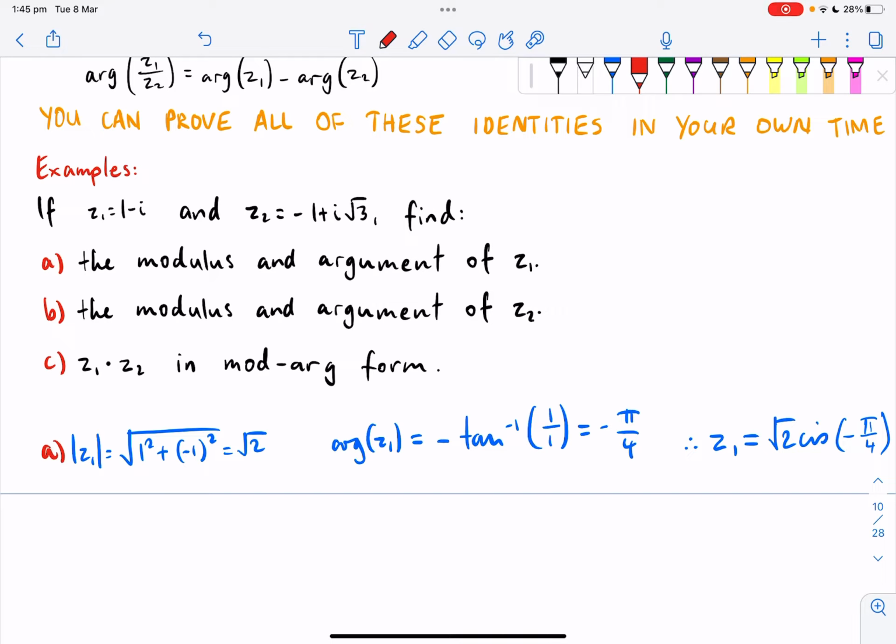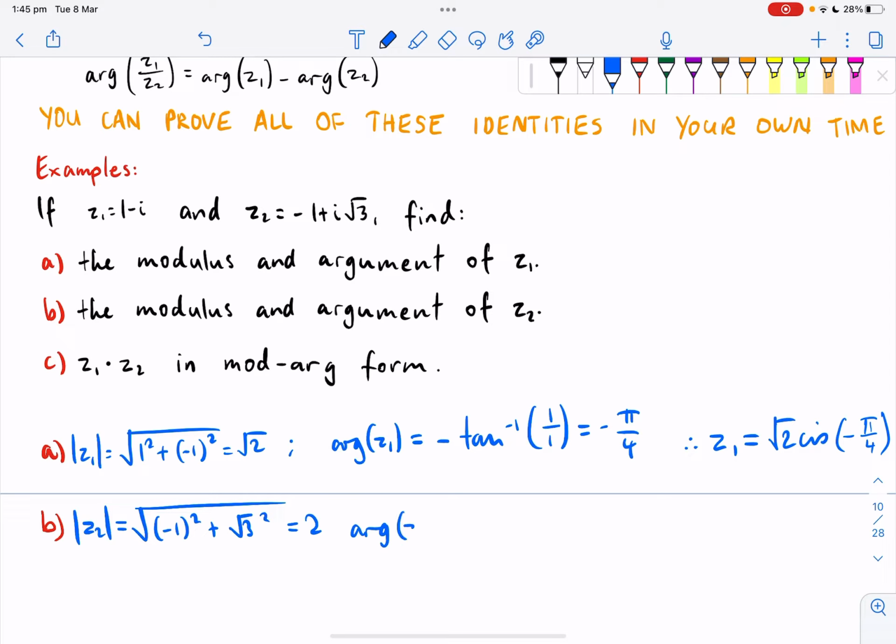Let's move on to B. We will take the modulus of z2 first. So the modulus of z2 is the square root of 1 squared plus root 3 squared. Remember, we just ignore the negatives. And now the argument of z2. So let's observe. This complex number is negative 1, root 3. So it's up here in this quadrant. This means it's actually an obtuse angle, so 180 minus theta, or pi minus theta in this case.